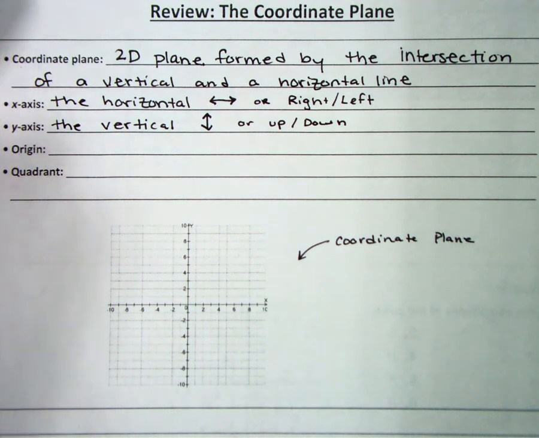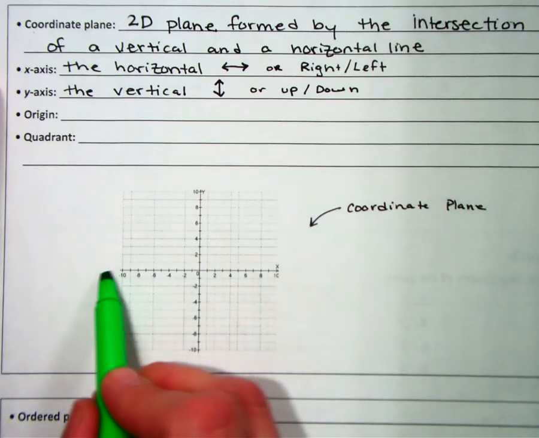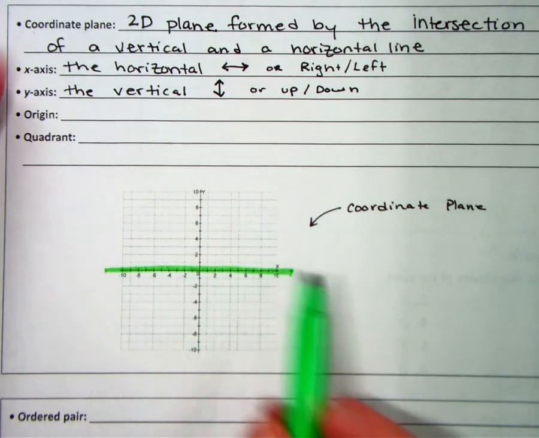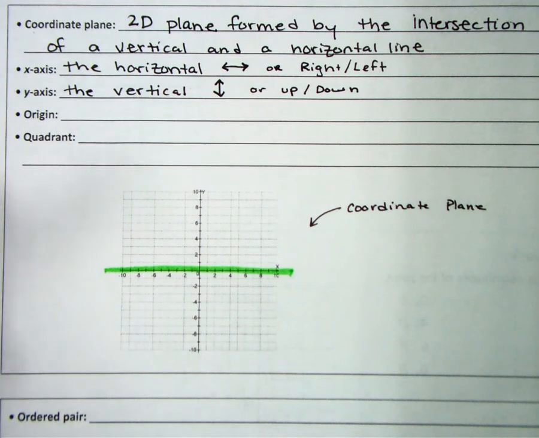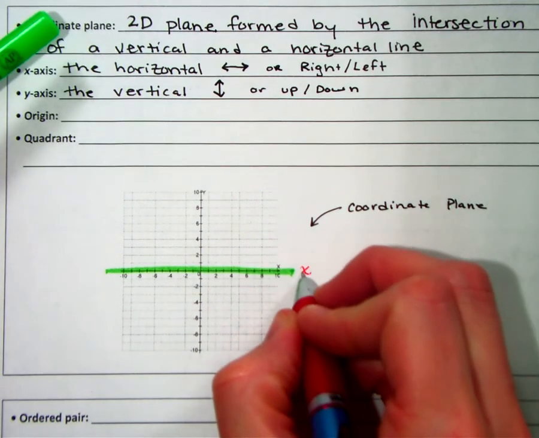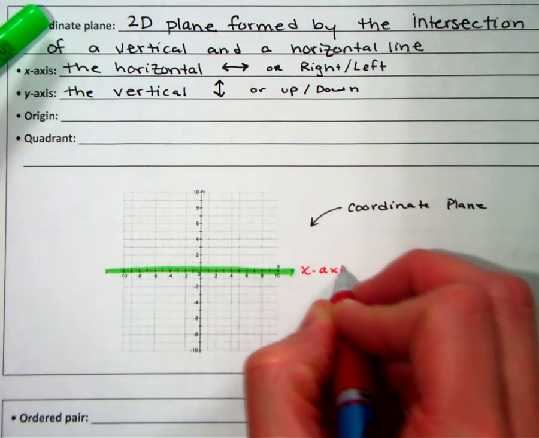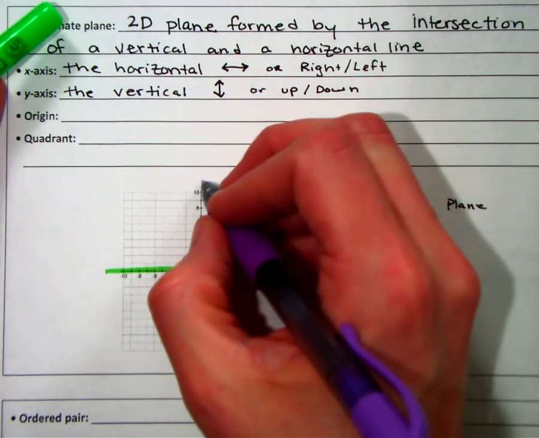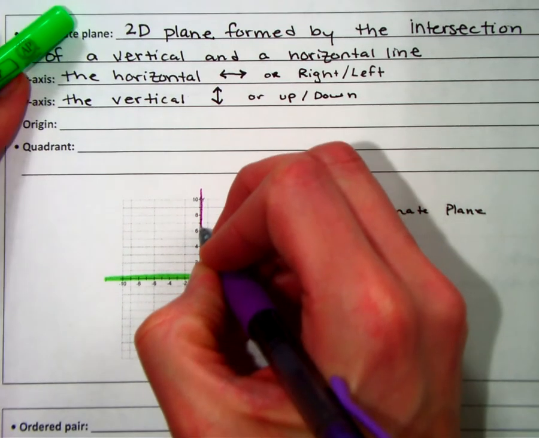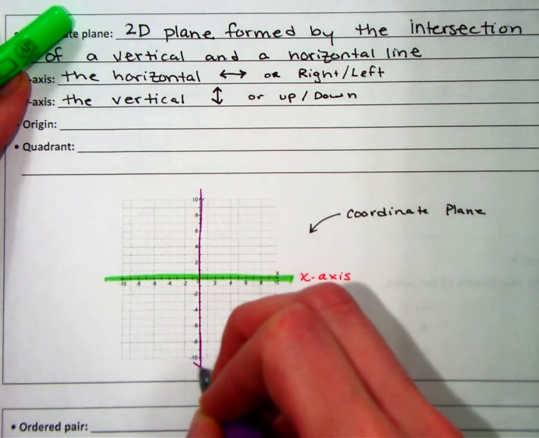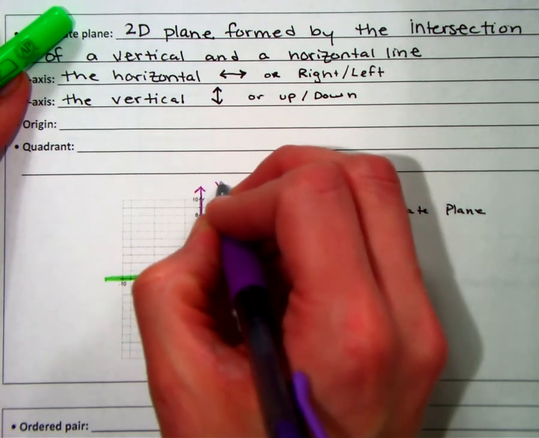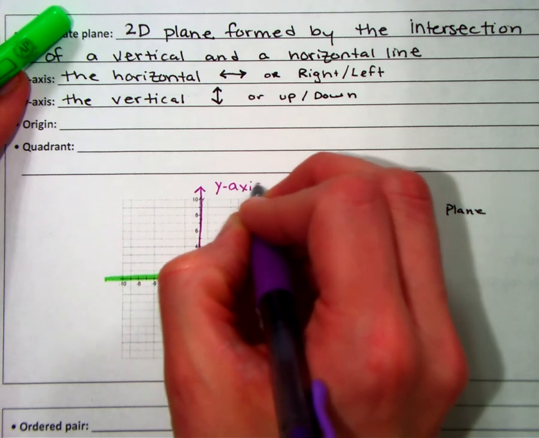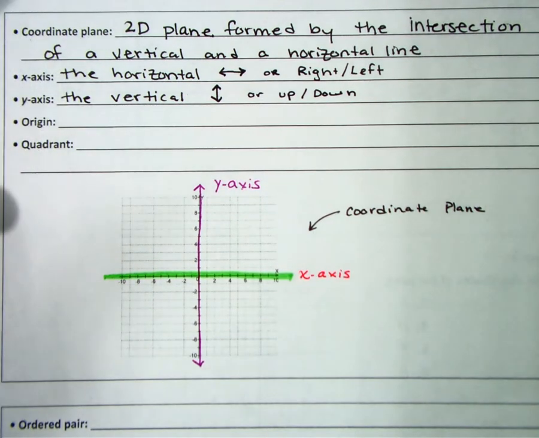Okay, so again, I'm a visual person though. I need to see it, so I'm going to write it down here. This guy here, that's going to be our x-axis. Okay, and the up and down one, this one here, that's our y-axis. Okay, those are the two most important parts.